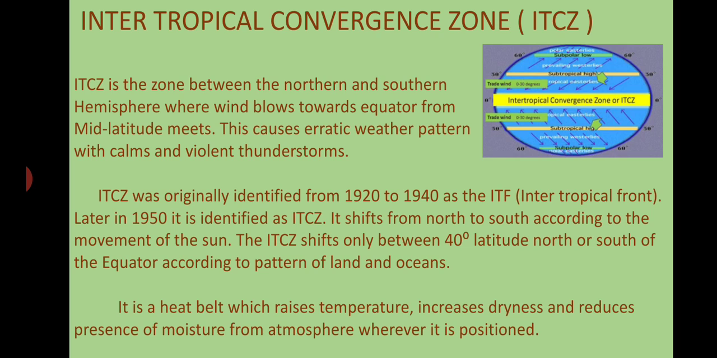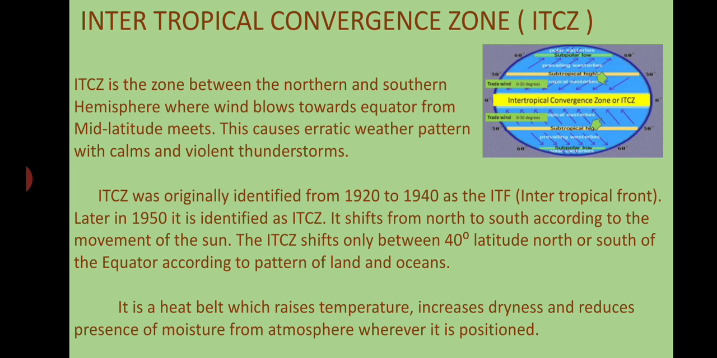Next is ITCZ, Intertropical Convergence Zone. It is a zone between the northern and southern hemisphere where wind blows towards the equator from mid-latitude. They meet. This causes erratic weather conditions, that means unfavorable weather conditions, with calms and violent thunderstorms.